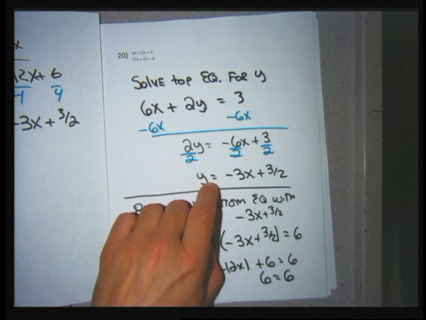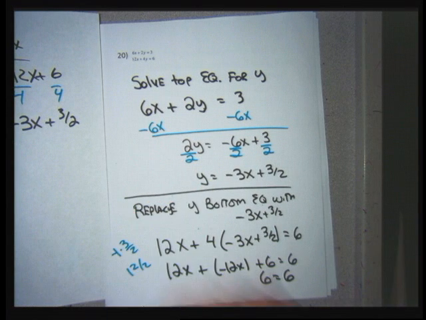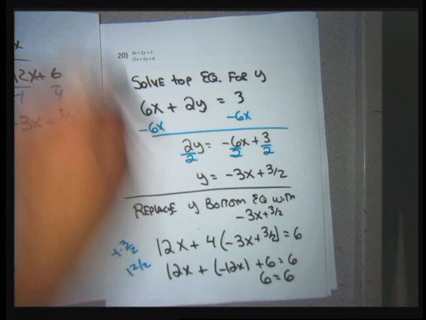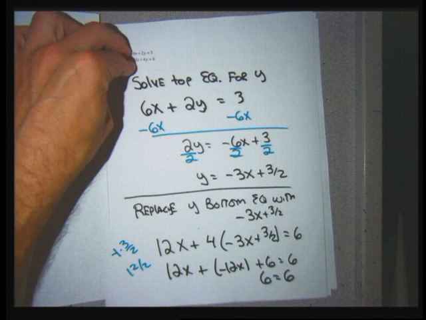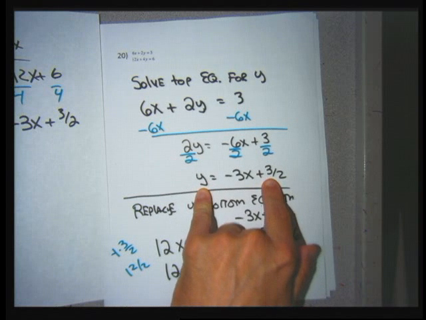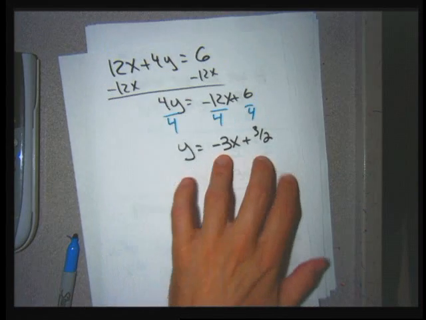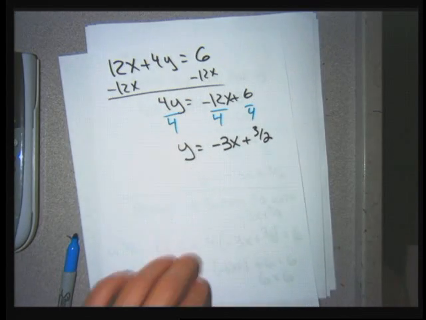That's not a coincidence. Anytime the letters drop out and you're left with a true statement, then if you pick the top equation or the bottom equation and solve it for y, you'll get the same thing. If you solve the top equation for y, which was negative 3 halves x plus 3 halves, or if you solve the bottom equation for y. It's not a coincidence.